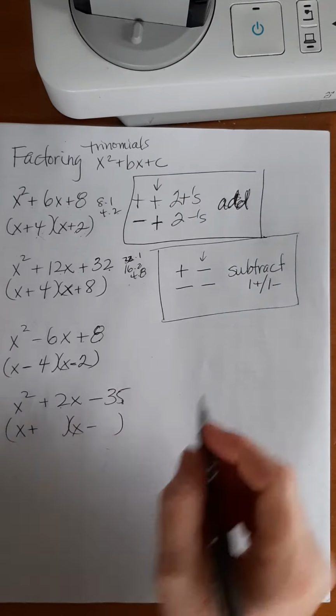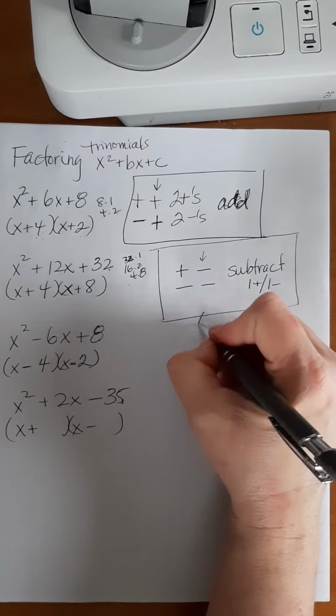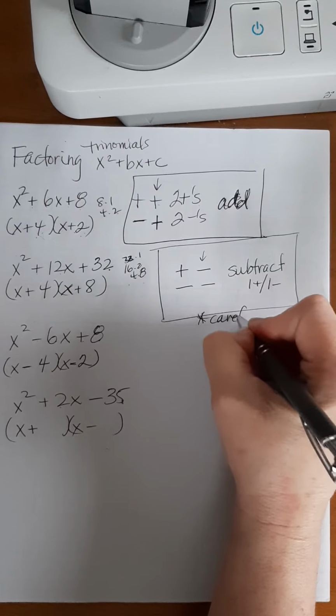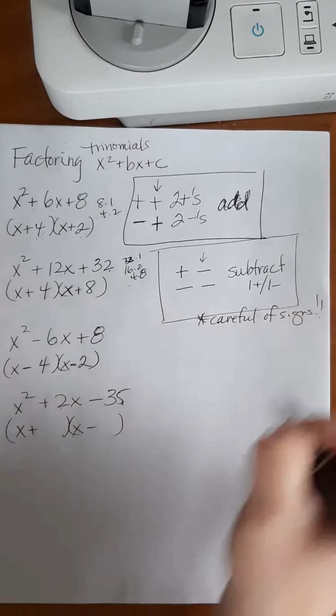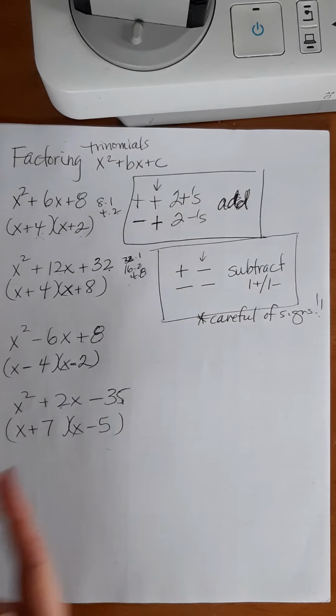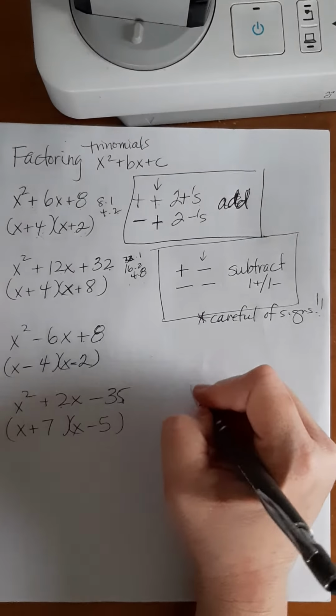Now remember, these are the ones that are tricky. You've got to be careful of the signs. That's usually what messes people up on these. So to get a positive 2, notice how you would need a positive 7 and a negative 5. Because remember, you can always FOIL and check these. You would get negative 5x plus 7x, positive 2x, of course, then negative 35.